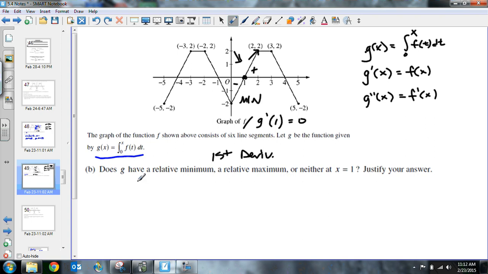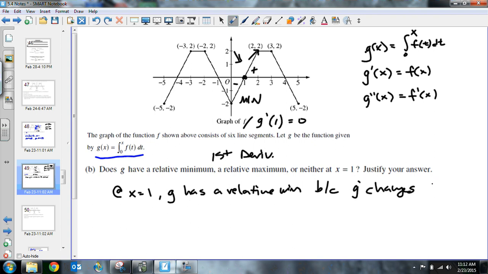Okay, and so let's write that. At x equals 1, g has a relative minimum because g prime changes from negative to positive. Okay, because g prime changes values from negative to positive, I know I have a relative minimum. But that's kind of hard because you're given a graph of f, but if you rewrite all this, you know that really f is just the same thing as g prime.